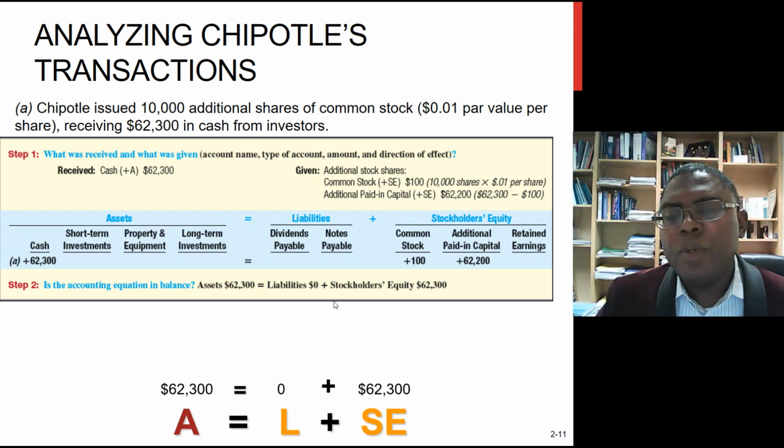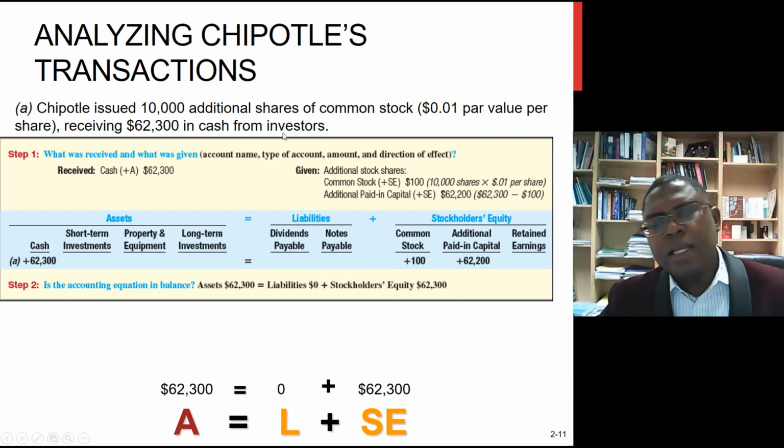And then we'll need to also ensure that the balance sheet equation remains balanced. So the first example we want to look at is example A. It says Chipotle issued 10,000 additional shares of common stock, $0.01 par value per share, and they receive $62,300 in cash from investors. So this is a transaction that occurs.